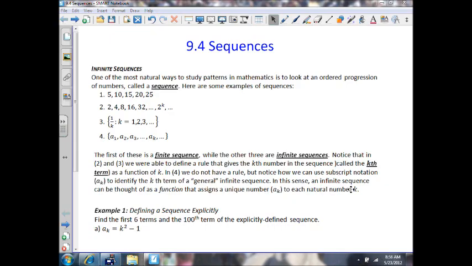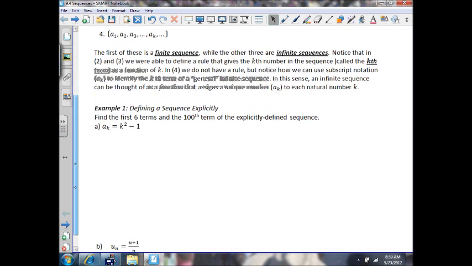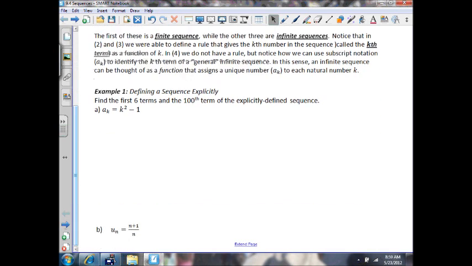Now you should have been able to pick out how the sequence is transformed. Like in the first one, every term goes up by 5. In the second one, we're taking powers of 2. 2 to the first power is 2, 2 to the second power is 4, so on and so forth. Now we're going to move on to example 1, defining a sequence explicitly. Find the first 6 terms and the 100th term of the explicitly defined sequence.